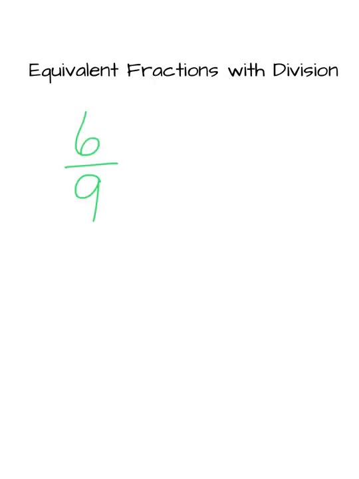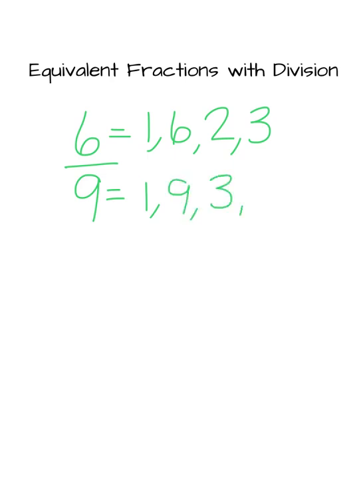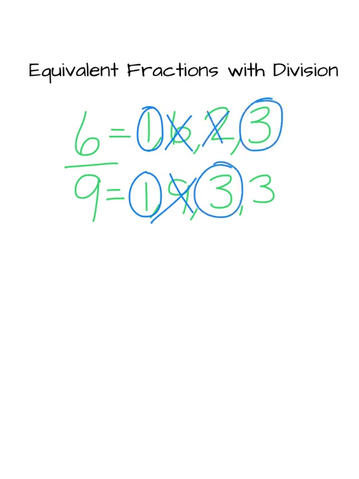So now that we've reviewed factors, let's look at dividing fractions. So if we have 6/9, let's find our list of factors. So we have 1 and 6 and 2 and 3, and for the 9 we have 1, 9, and then 3 and 3. Okay, so if we look, we see that they both have a 1, they don't both have a 9, and they don't both have a 6. There's not a 2 down below, but there is a 3 and a 3. Okay, so they really only have the 1 and the 3 in common.